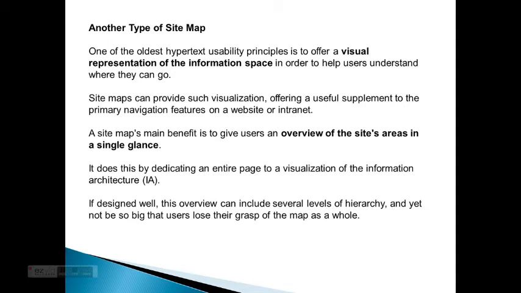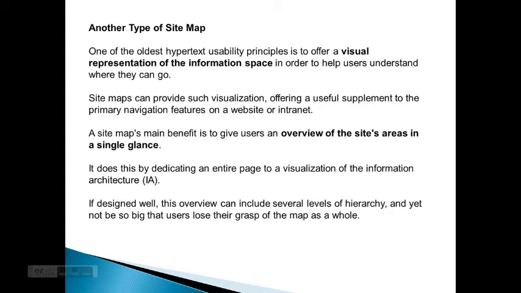Another type of sitemap. One of the oldest hypertext usability principles is to offer a visual representation of the information space in order to help users understand where they can go. Sitemaps can provide such visualization, offering a useful supplement to the primary navigation features on a website or intranet. A sitemap's main benefit is to give users an overview of the site's areas in a single glance. It does this by dedicating an entire page to visualization of the information architecture, or IA.